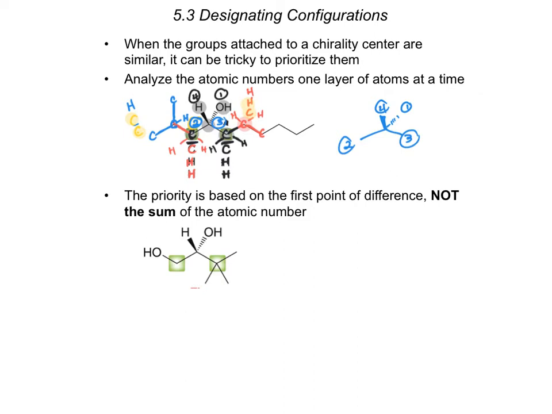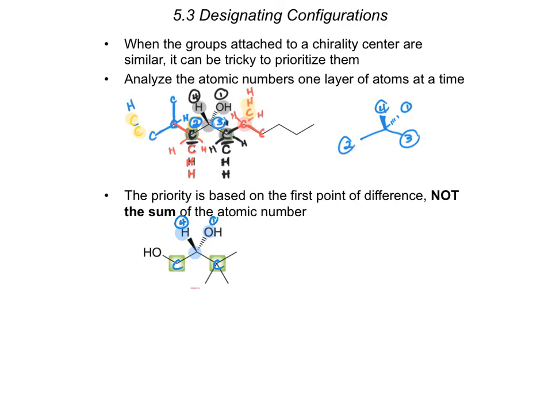Okay, so same thing, and I just want to make one more note with respect to this. It is the first point of difference and not the overall atomic mass of the group that's attached, okay? So in a similar situation down here, we again have an oxygen-hydrogen, which will be our 1 and our 4. Going out, we've got a carbon and a carbon. Again, that's not going to give us anything, but moving out from them, seeing who they're attached to is going to define who the next priority is, right?